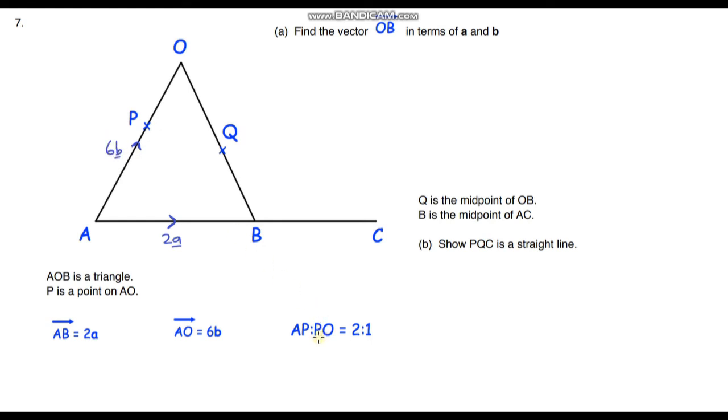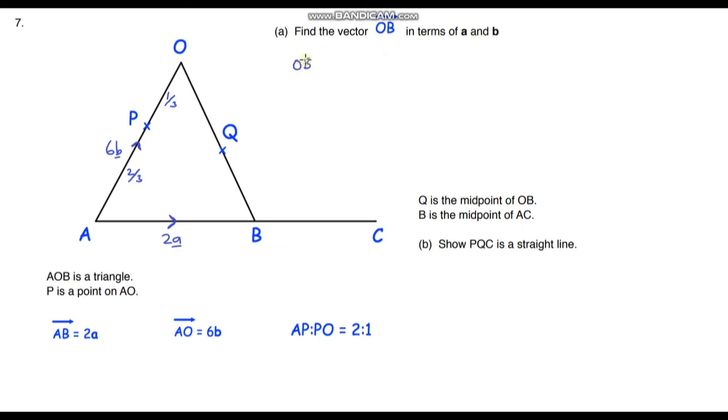And we're also told that the ratio of AP to PO is 2 to 1. So this is 2 and this is 1. If we write it as a fraction, this would be 2/3 and this would be 1/3. It's not drawn to scale, so even if it doesn't look quite right, it is right. So the question is, find the vector OB in terms of A and B.